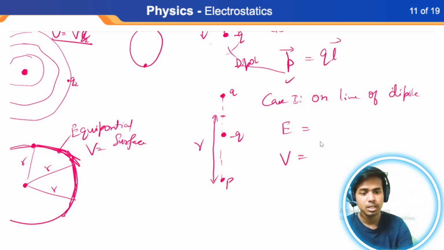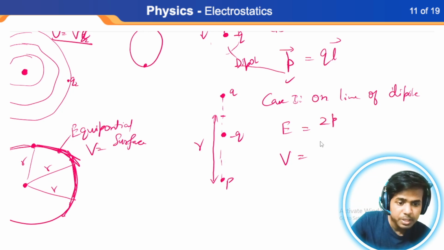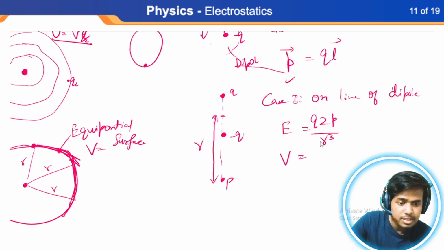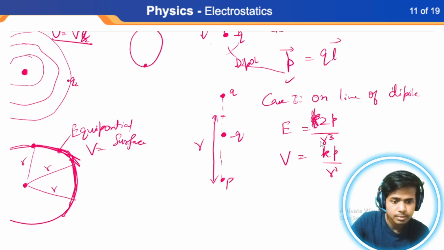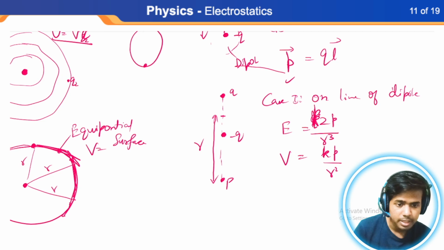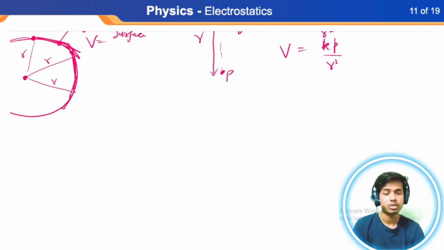we'll also find potential. So electric field is given as k times 2p upon r cube, and the potential is given as k p upon r square. This is on the line of dipole. You must remember it. This k is the same 1 by 4 pi epsilon naught.